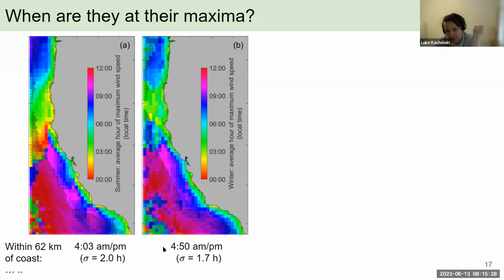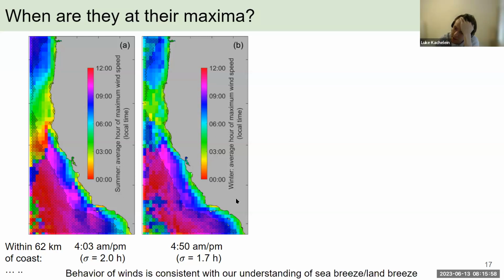And that is reflected in the overall shift towards a 4:50 p.m. peak time of wind versus 4:03 p.m. within 62 kilometers of the coast. And the reason I say that is because if you recall from earlier, the diurnal wind is so weak farther offshore, we might as well just look within some strip along the coast. And I chose 62 because that's 2 times the width of a grid cell. It's a roughly 31 kilometer grid cell here at this latitude.